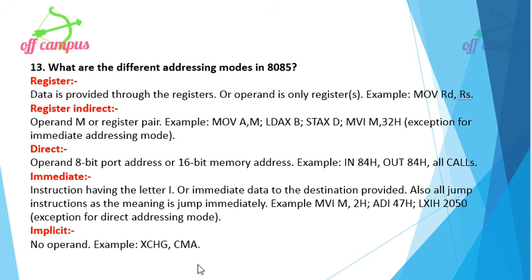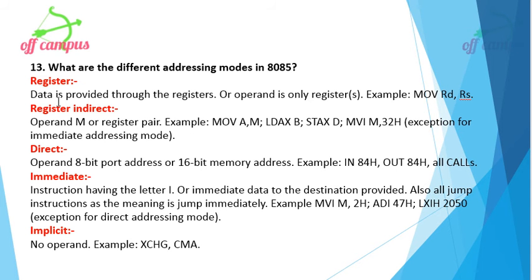Question number 13. What are the different addressing modes in 8085? 8085 usually has 5 different addressing modes. They are register, register indirect, direct, immediate and implicit. We'll see one by one.